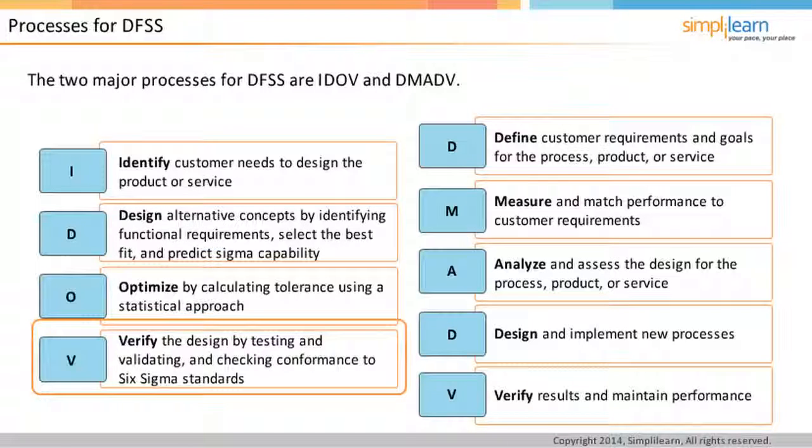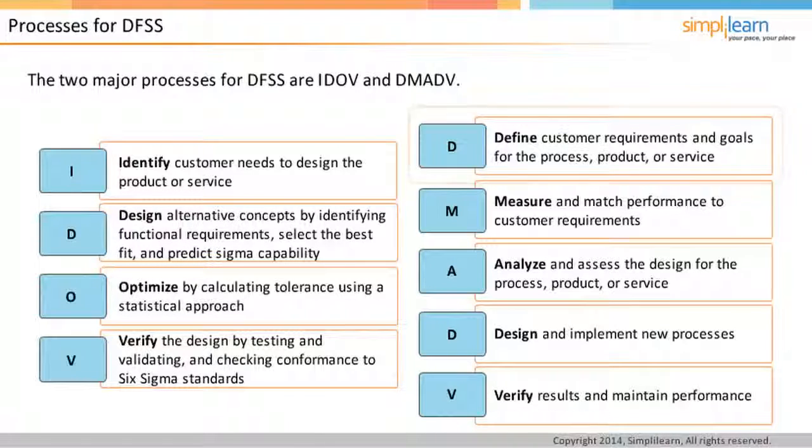The other process, DMADV, has 5 stages. The first stage is to define the customer requirements and goals for the process, product, or service. Next, measure and match performance to customer requirements. The third stage involves analysis and assessment of the design for the process, product, or service. The next step is to design and implement the array of latest processes required for the new process, product, or service. The final stage is to verify results and maintain performance.